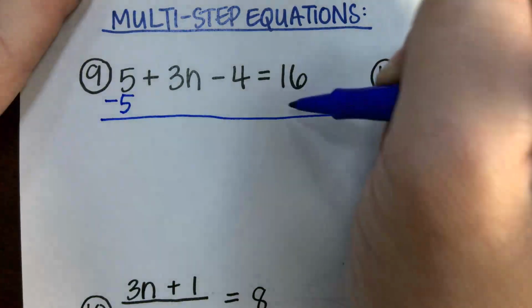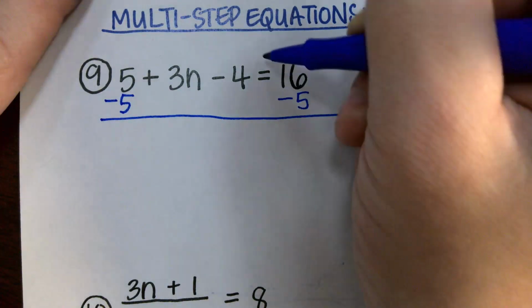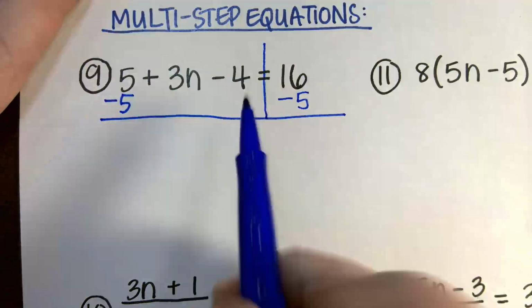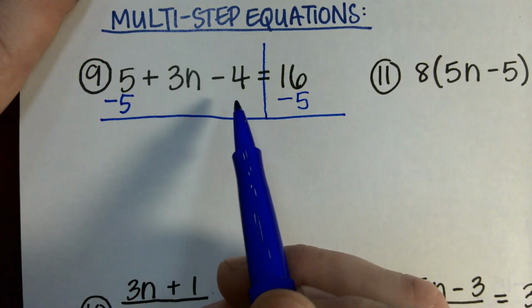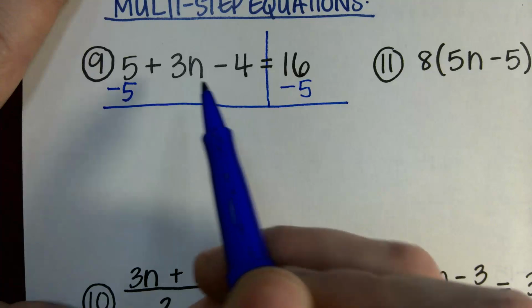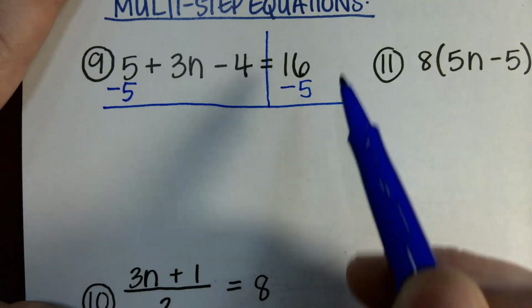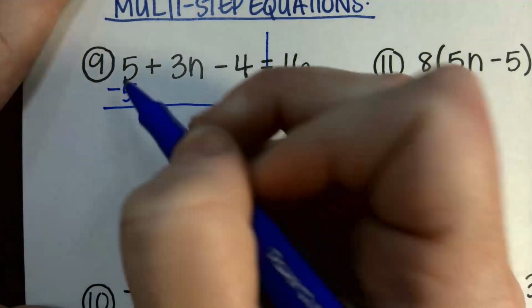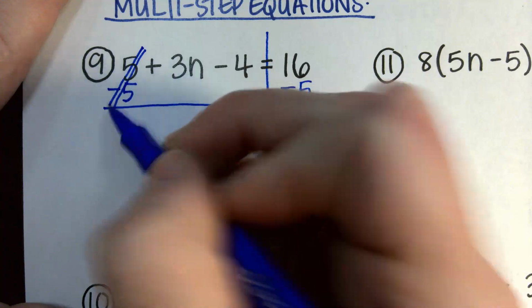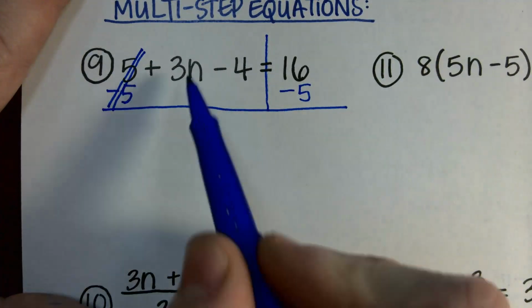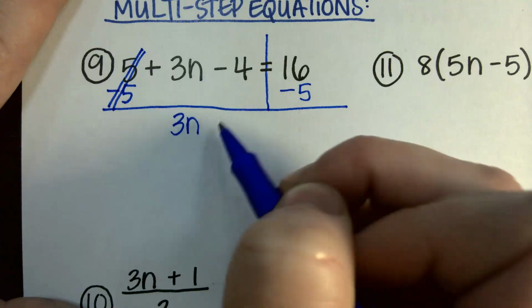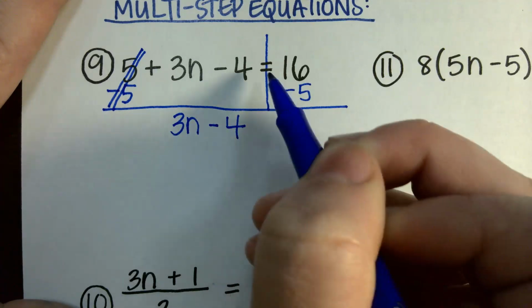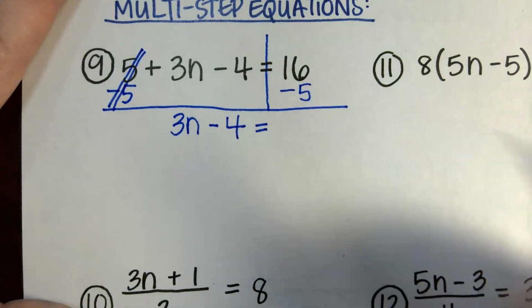Under the 16. When we get to these larger equations, this is when that line really helps, because I see a lot of people put it under the 4 on accident. Okay, what happens next? Cancel out the 5. Yes, my 5's are canceled. 3n down, and good. We still have 3n minus 4 equals 16 minus 5?